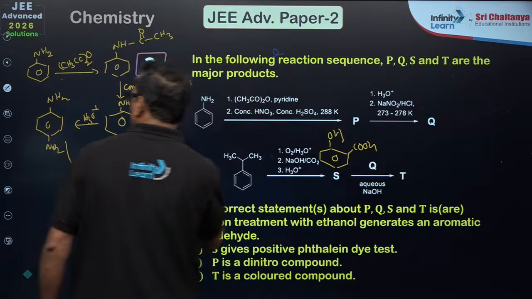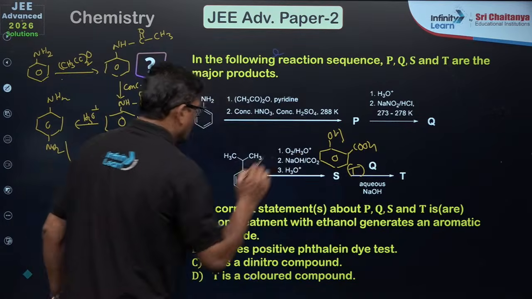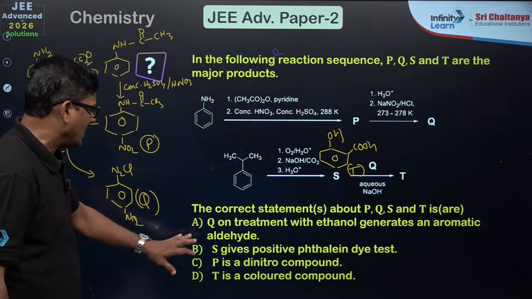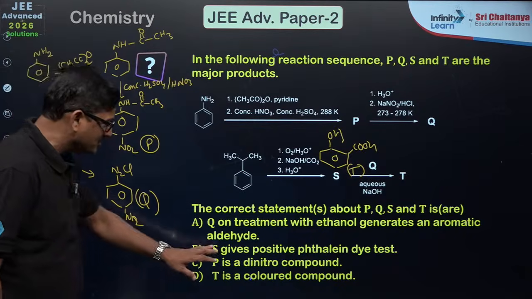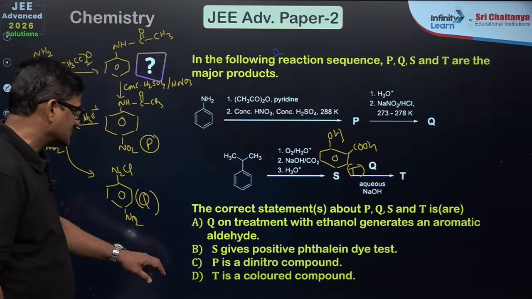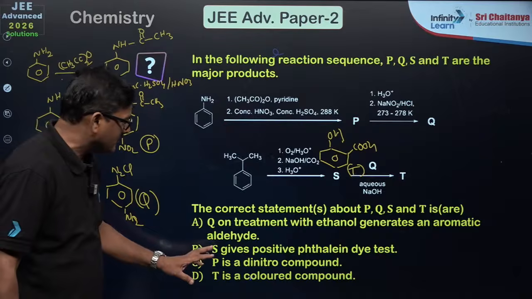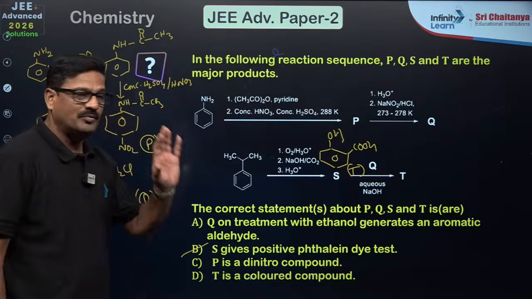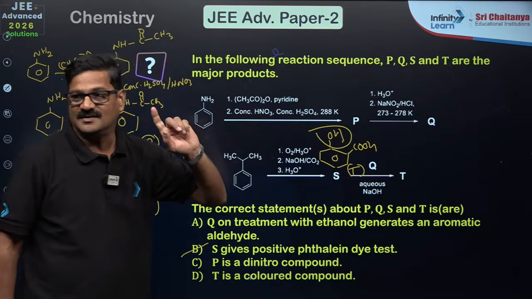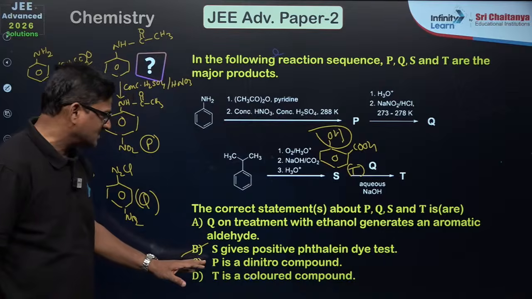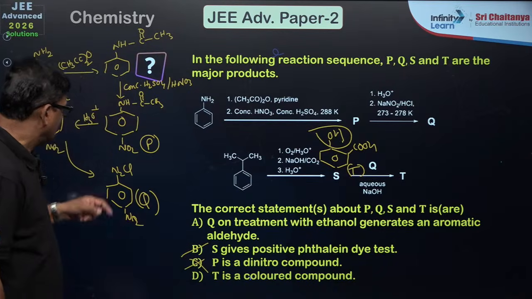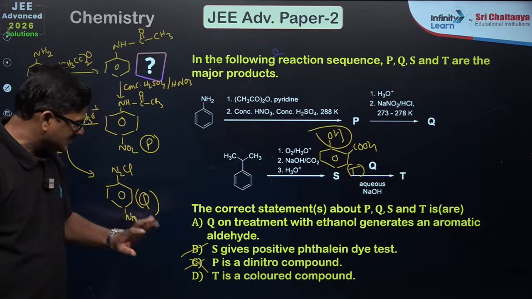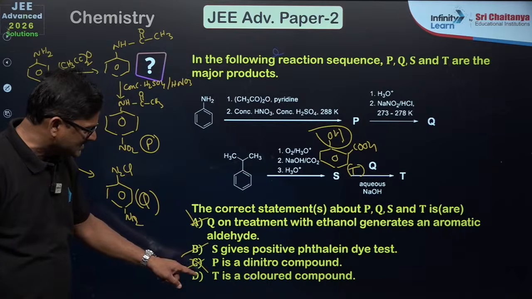This is your salicylic acid and this is your T actually, and it is said that Q on treatment with ethanol generates an aromatic aldehyde. S gives a positive phthalein test. Yes, it gives a positive test because of the phenolic group. Fine. And also P is a dinitro compound. No. You have only one nitro group in that, right? This is not correct, and T is a colored compound.